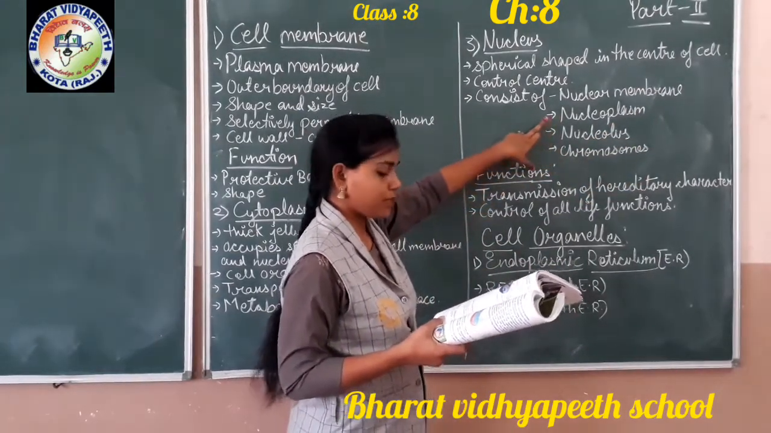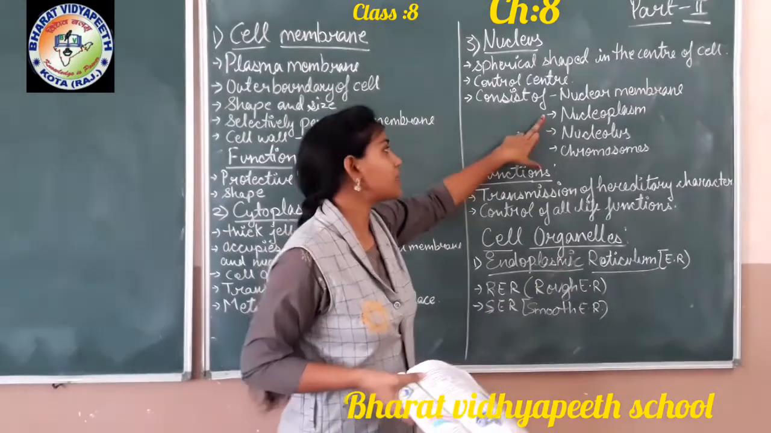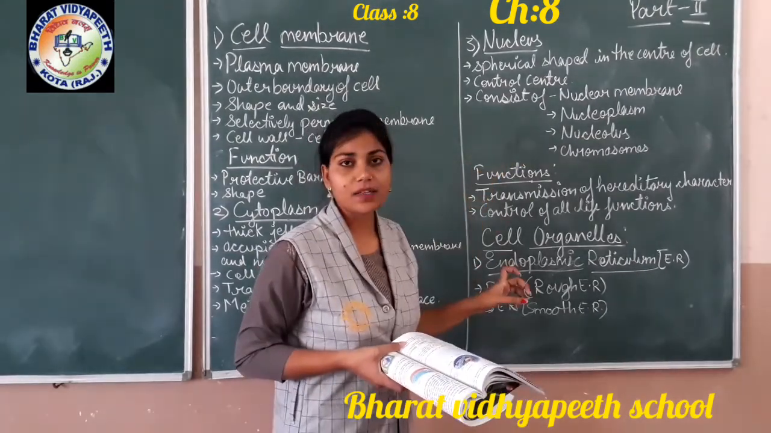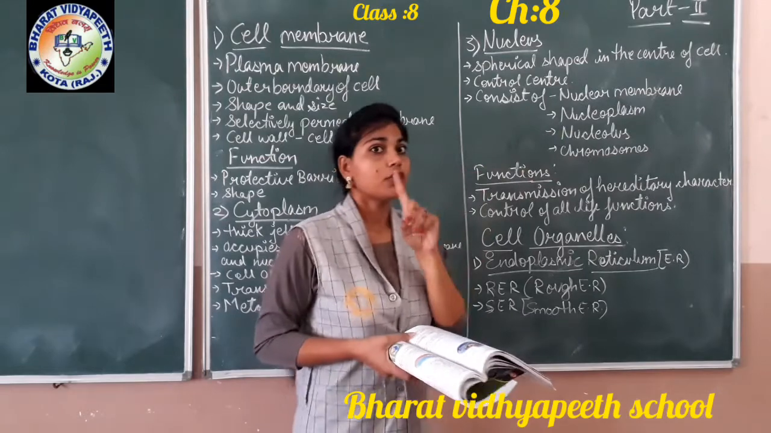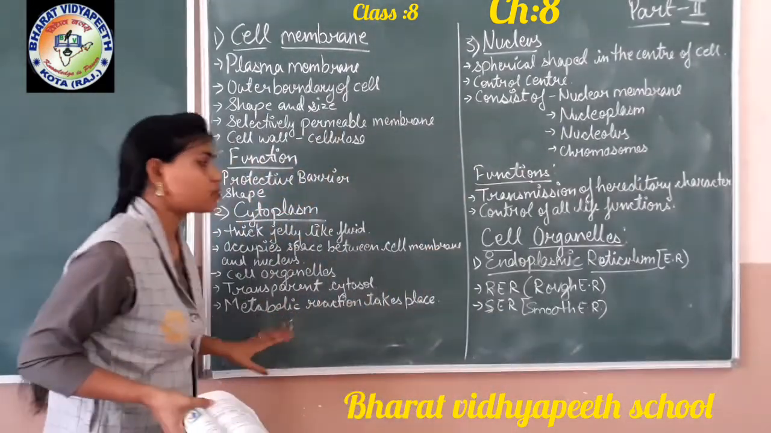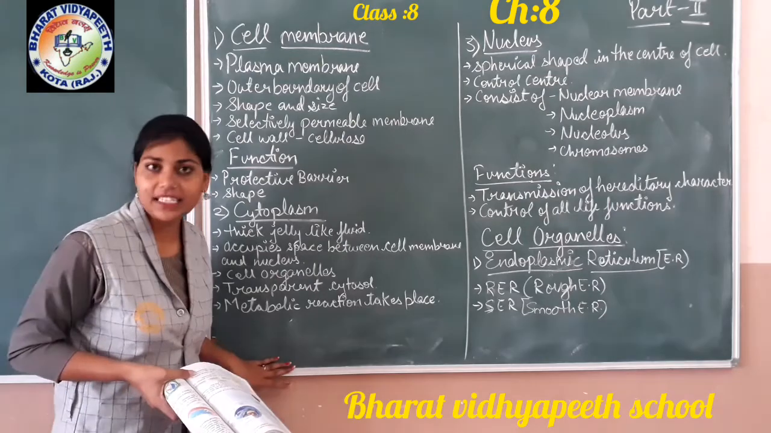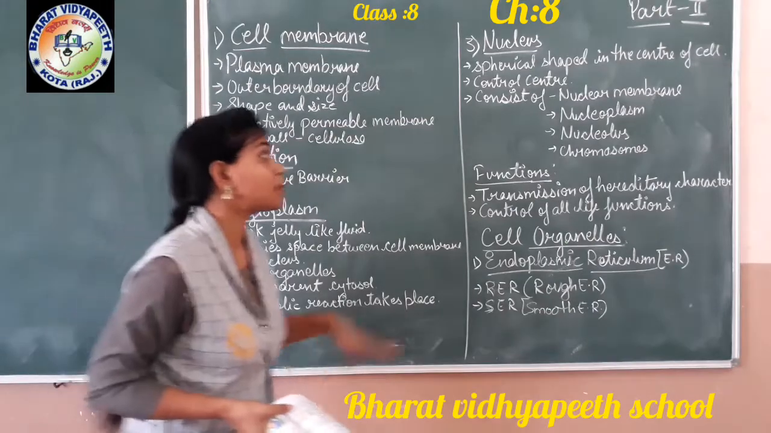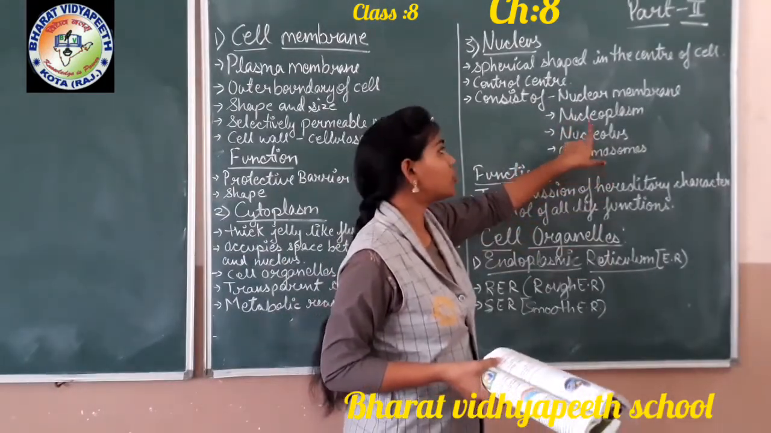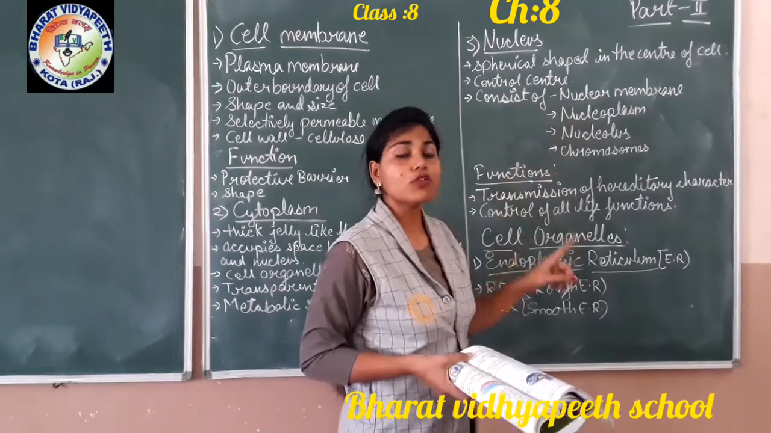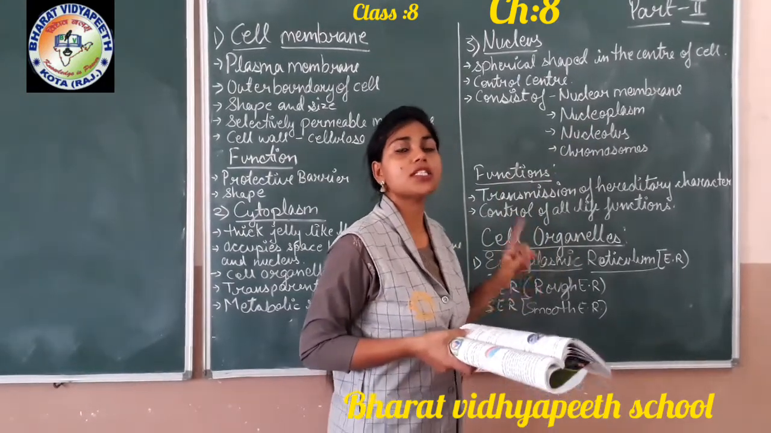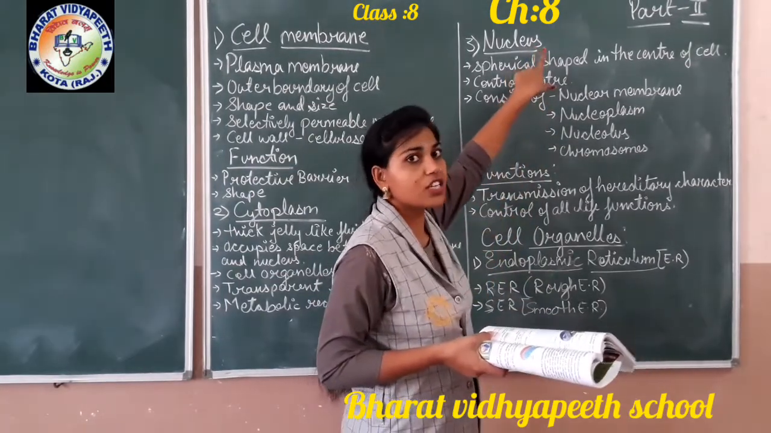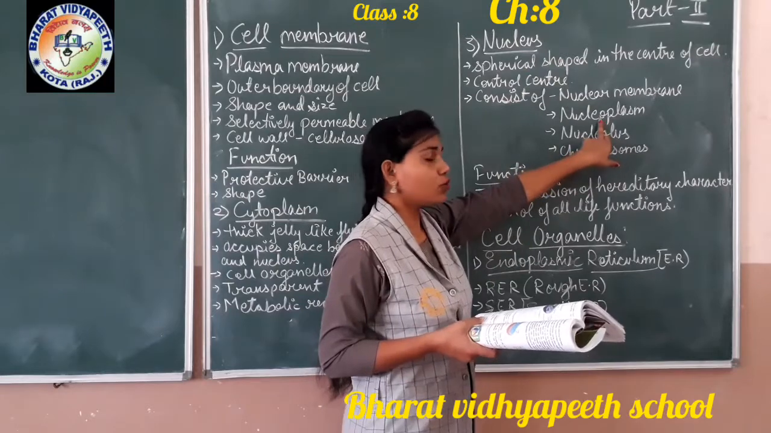Second is nucleoplasm. What is nucleoplasm? Nucleoplasm is a jelly-like substance which is present inside the nucleus. Don't mix it with the cytoplasm. Cytoplasm is the fluid present inside the cell, a jelly-like substance. But nucleoplasm is also a jelly-like substance that is present inside the nucleus, not in the cell. That is nucleoplasm.